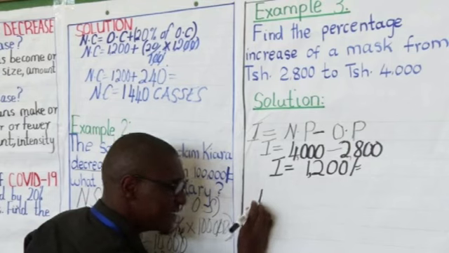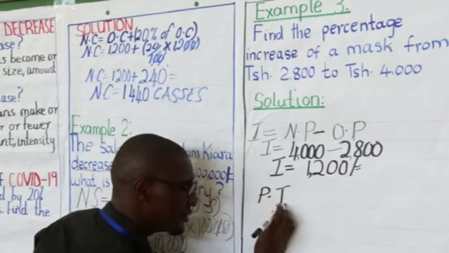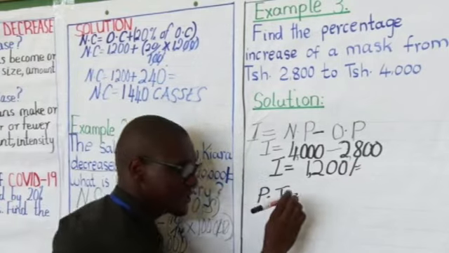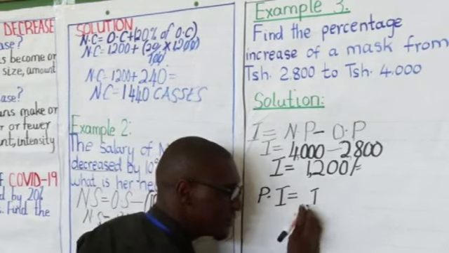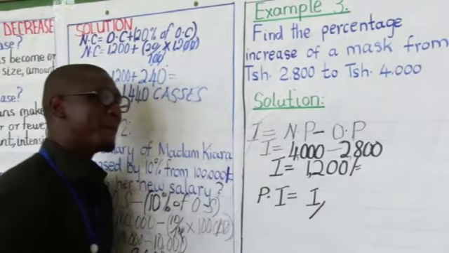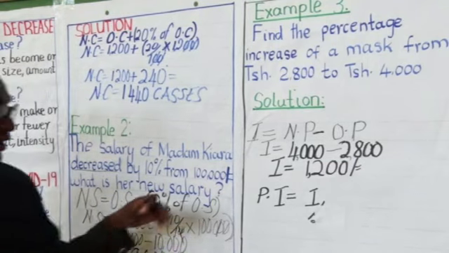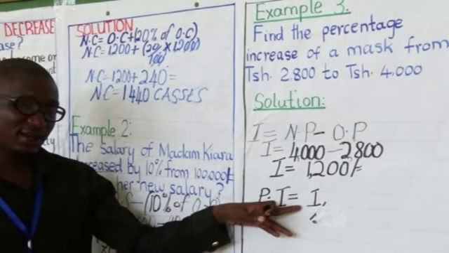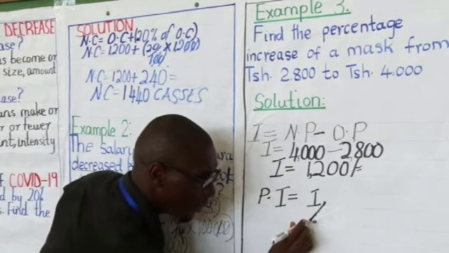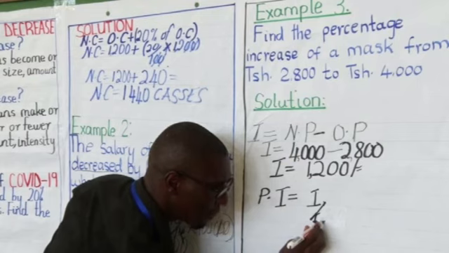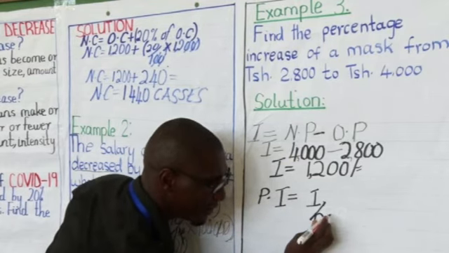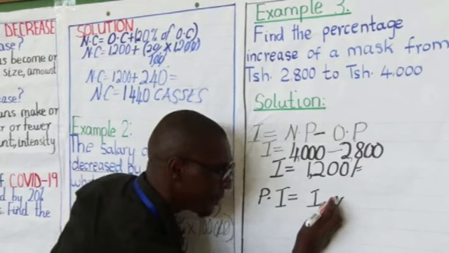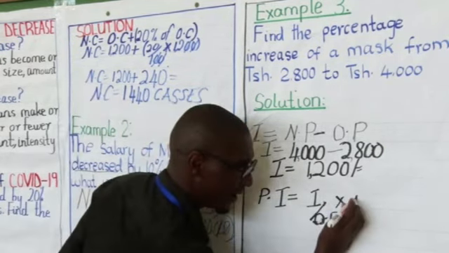Percentage increase will be obtained by taking what has increased, which is the increase, over the previous amount, or we say the old price, multiplied by 100%.